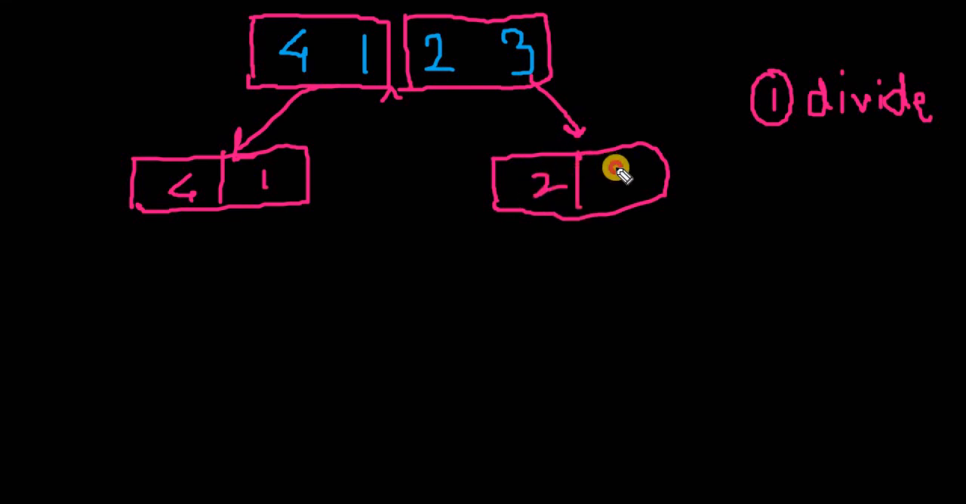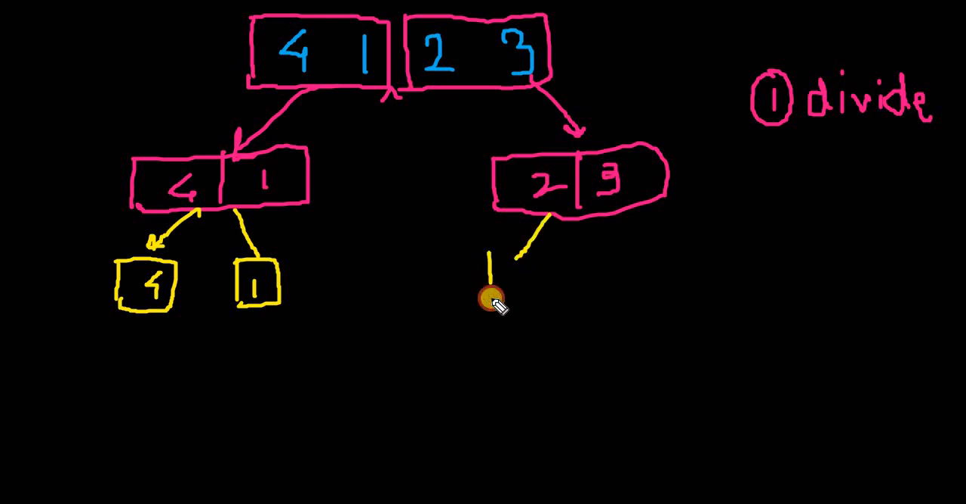Okay, after this we want to divide our array till we get a single element. So we'll further divide it. After further division, it will become a single element, that is 4, single element 1, and again here it will be 2 and 3.